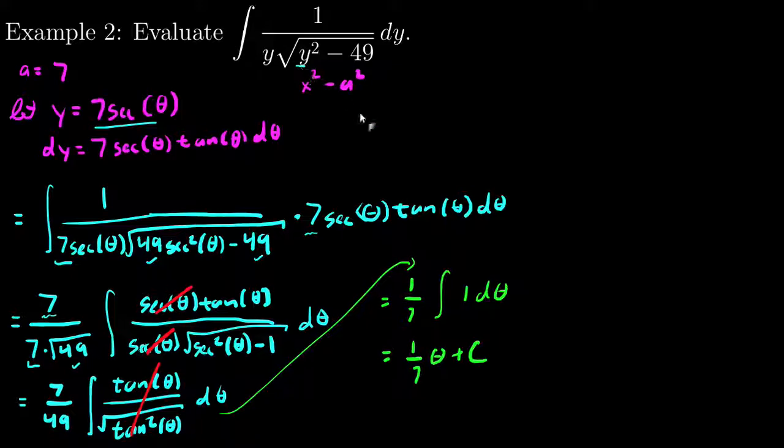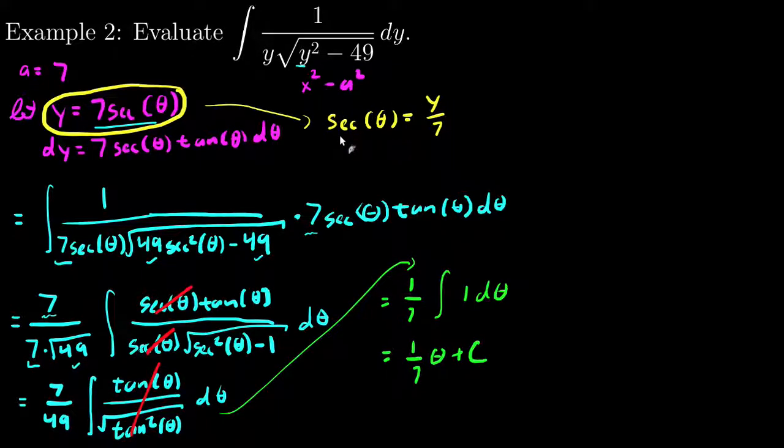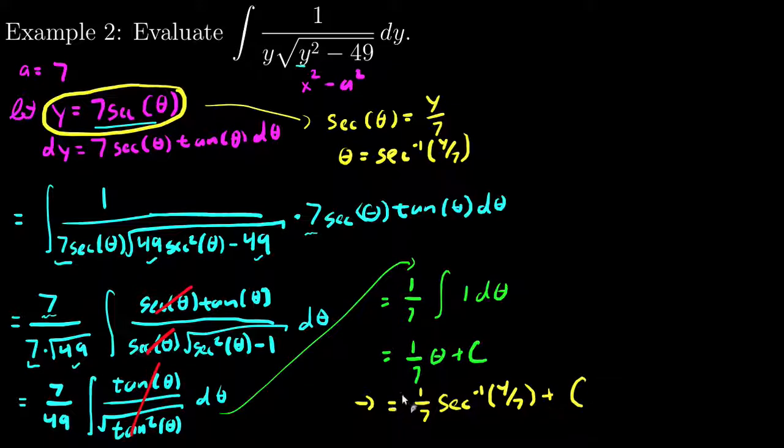My problem had y's in it. I have a theta, so I need to take the original let statement where I connect y and theta and solve for theta. If I divide both sides by 7, I'll get secant theta is equal to y over 7, and take the inverse secant, and I'll get theta equals inverse secant of y over 7. Put that in to get 1/7 times the inverse secant of y divided by 7 plus c.